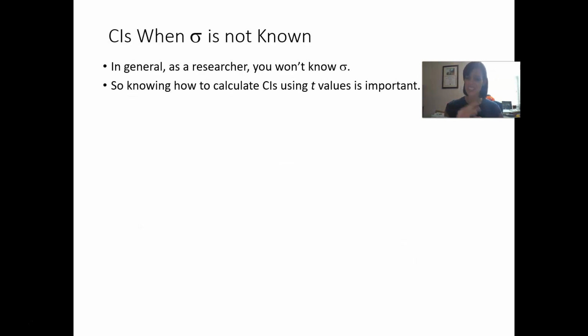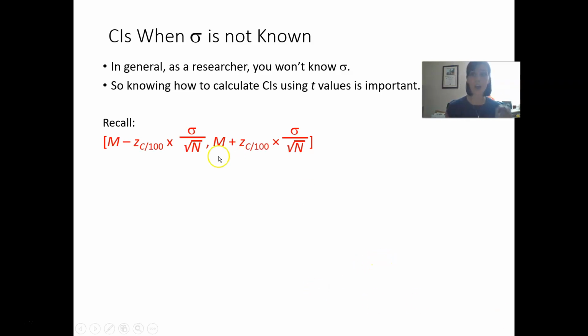So now let's talk about how to calculate a confidence interval when you don't know sigma. And generally, you might as well get used to it, because most of the time as a researcher, you are never going to know sigma. So knowing how to calculate a confidence interval using a t-value is really important. Remember that when we know sigma, our formula works like this. We have our mean minus the z-score associated with a certain level of confidence times our standard error, and then the same, but we add that margin of error.